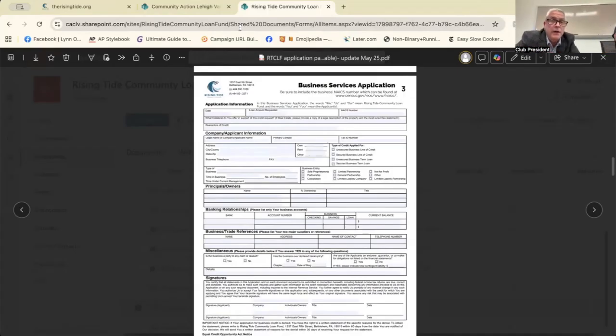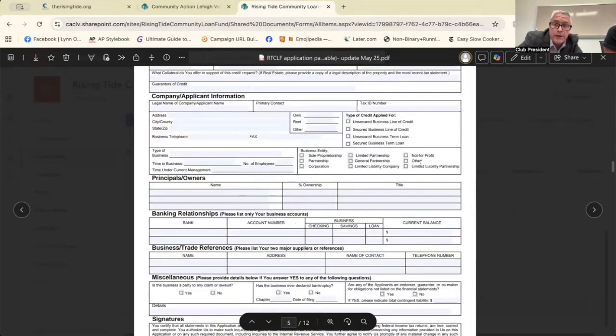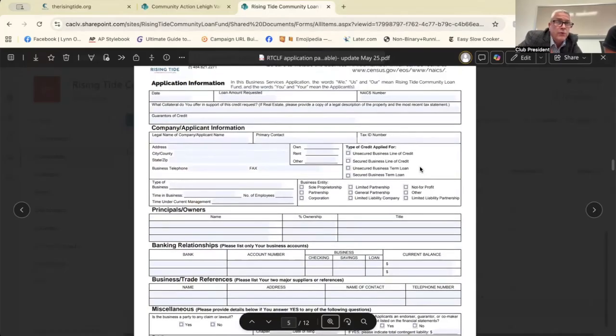Thanks, Yajahira. Let's start. The first thing you're going to see on this application is that it's a fillable document. You can adjust the screen by increasing the zoom to be able to read it a little bit faster. The first thing we're always going to start off with is the date that we started this. Basically, make sure that you list the loan amount that you're looking for.